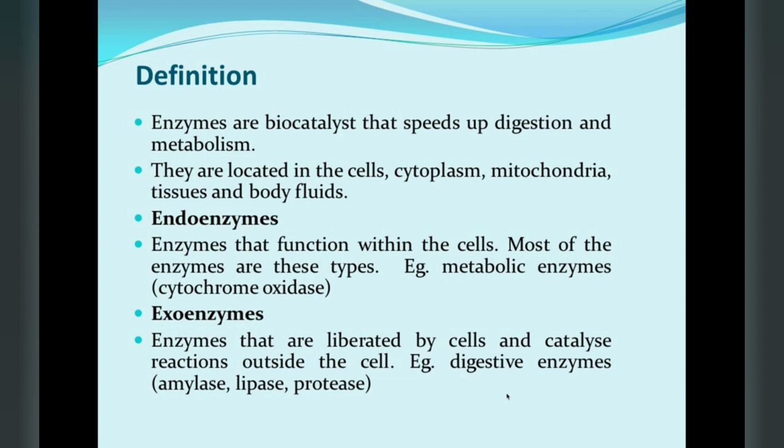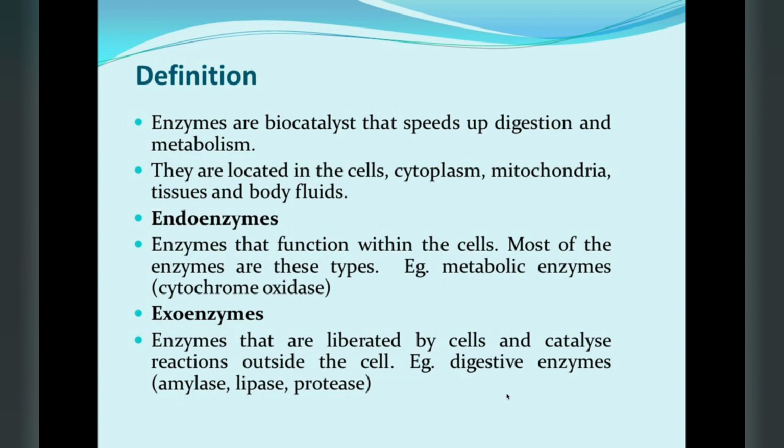Actually, they are globular proteins, and the enzyme that catalyzes hydrolysis of maltose into glucose is called maltase. So you can notice here that the name of the enzyme normally ends in -ase. And you can see in this figure, they speed up the digestion and metabolism. So where can you see enzymes? Normally they are located in the cells, cytoplasm, mitochondria, tissues, body fluids, etc. Then endoenzymes are enzymes which function within the cells.